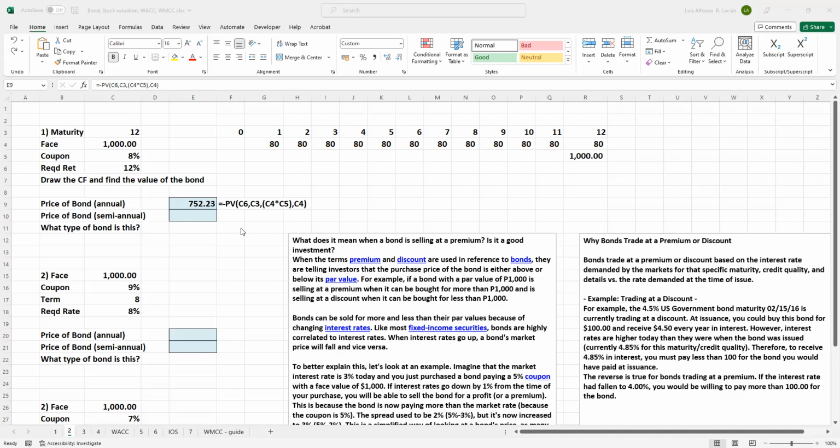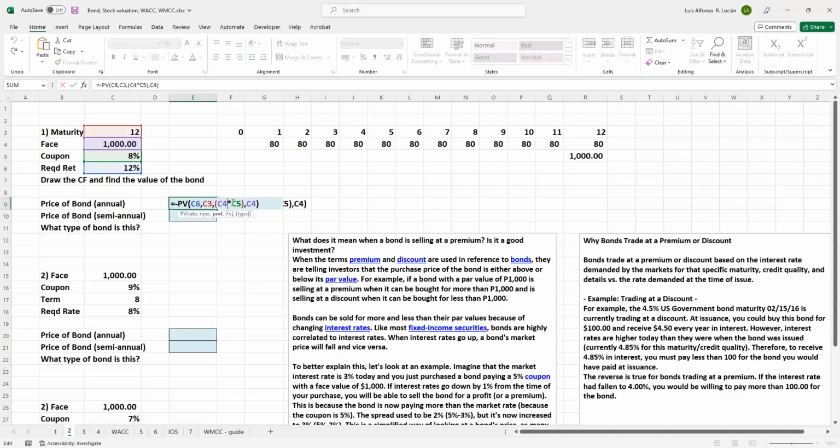Sige, next. Next is, balik ka dun sa formula. What's next? What's your PMT? What's that? 1,000. Yun yung 80, sir. 1,000 times the coupon rate. So kahit hindi mo nalagyan ng parenthesis, no need. Diba? Kasi that will not change it. 80 pa rin naman yan. And then, what next? Tapos yung future value, yung payment sa dulo, yung 1,000. Yes, correct. Future value yan, di ba?